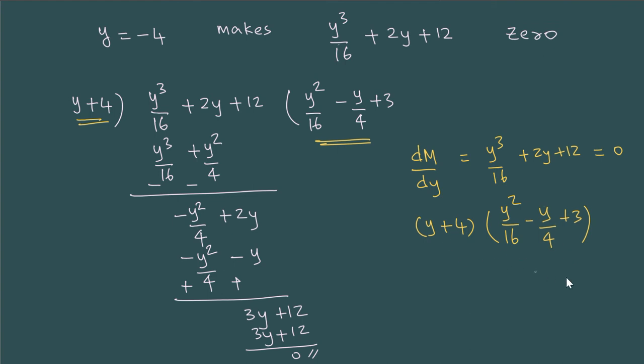I could have written without the fractions. I will leave that as an exercise to you. So now this is 0. We know y equal to minus 4 is one point where there is a possibility that the value of m is minimum. But now let's see if we have other points. So let's take the second factor and equate it to 0. Before that, let's multiply everywhere in the numerator by 16. So if I do that, I get y square minus 4y plus 48 as 0.